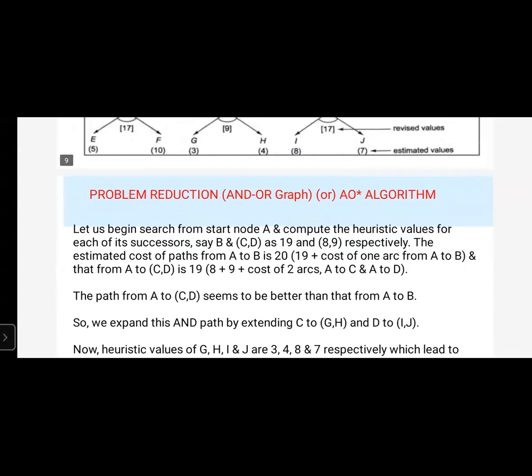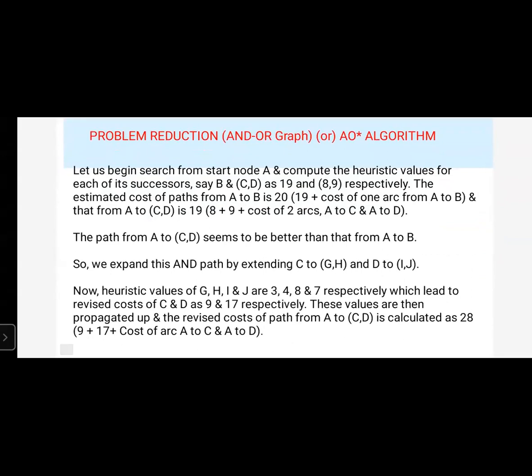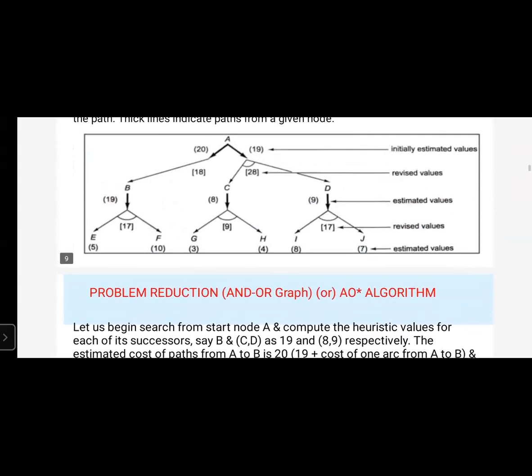Now the path from A to C and D seems to be better than that from A to B. So now I need to see which one is better, and based on the better one, I need to select it. So expand the AND path by extending C to G, H and D to I, J.